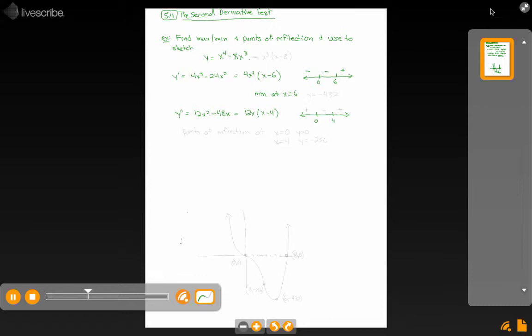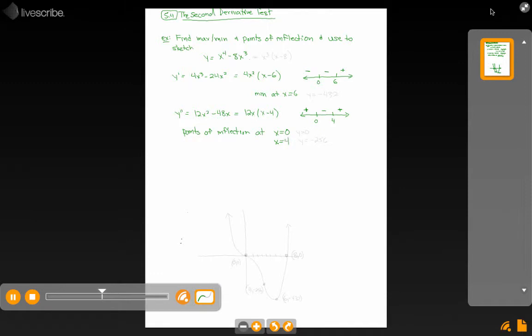If I pick a number to the left of 0, negative 10, I'm going to have a negative times a negative, so I have concave up. Pick a number in between, like 2, and I'll have a positive times a negative, so concave down, and any number greater than 4 gives me concave up again. So I do have points of inflection at x equals 0, and at x equals 4.